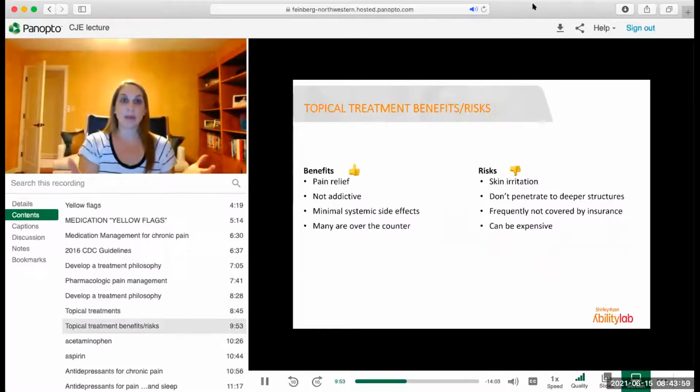So again, with each set of meds, we're going to look at the benefits and the risks. Benefits of topical treatments: they have good pain relief, they're not addictive, they have minimal systemic side effects, and many are over the counter. Risks: it can irritate the skin. Some people have issues with the adhesive or the creams themselves. They don't really penetrate well to deeper structures. So for things like low backs, it doesn't always work as well as for things like wrists, knees, things like that. Frequently, they're not covered by insurance, although more recently there are more over-the-counter options that patients do have access to, and they can be expensive.